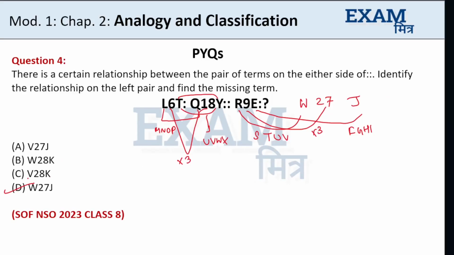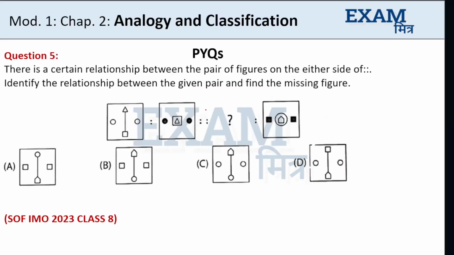I hope you all are getting it. Let's move to the next question. Question number 5. This is based on some figures. Okay, so let's see how it is. Observe these two figures. This is a blank or empty circle. This is a blank circle, and in the second figure, what we are doing is filling these blank circles.